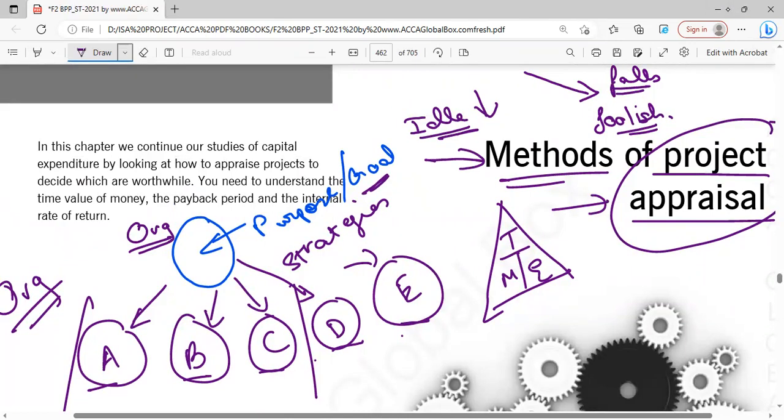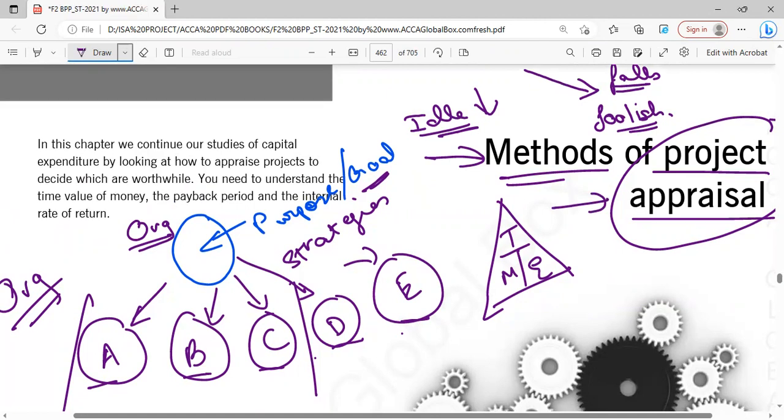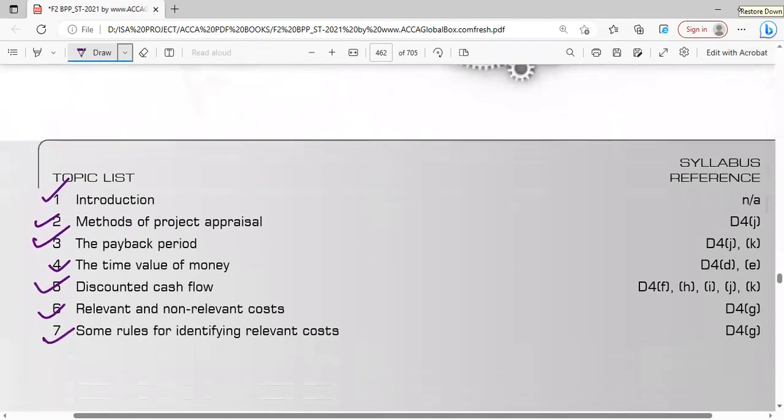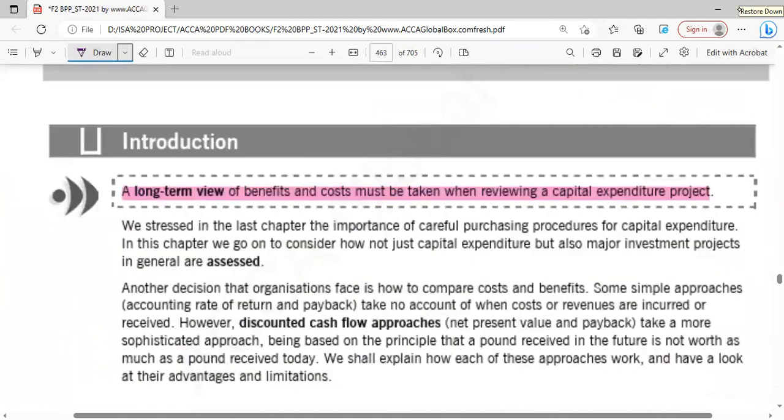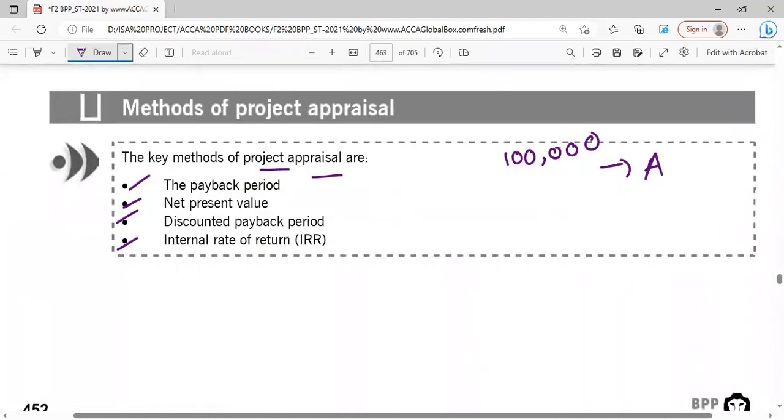How to appraise the project, how to check which project would be more beneficial. So there are various methods. We are going to learn them now. One of them is payback period, net present value, discounted payback, internal rate of return. Now this payback period is the most common method.